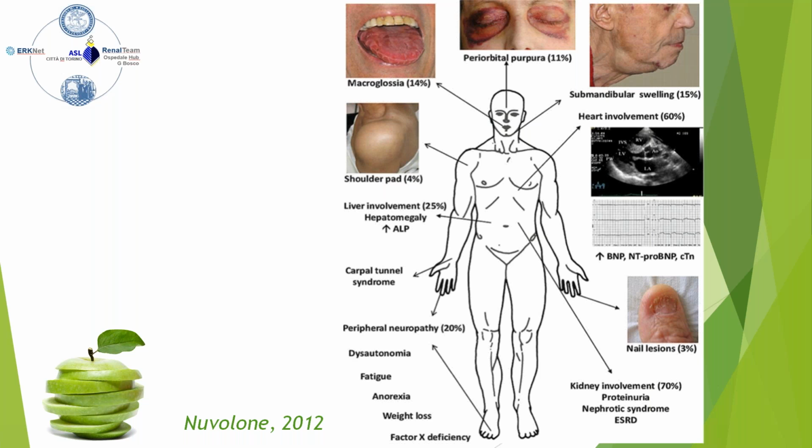Here you can see which are the symptoms and the signs that can suggest the presence of a systemic amyloidosis. I want to underline the presence of macroglossia, the presence of bilateral carpal tunnel syndrome, the peripheral neuropathy, often associated with dysautonomia, and dysautonomia can also provoke orthostatic hypotension.